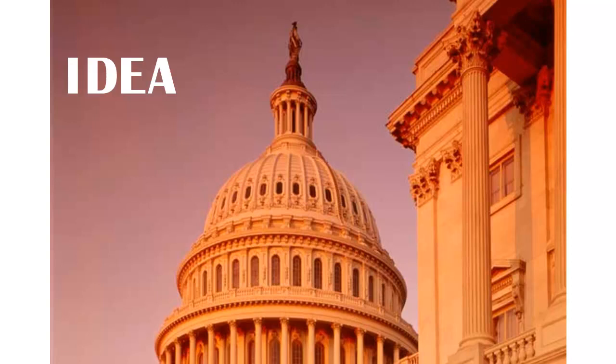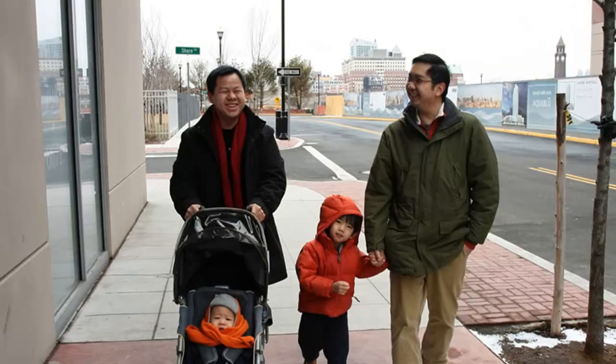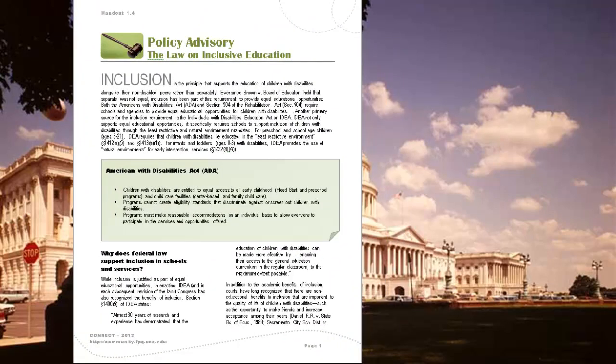This legislation was amended in 1987 and included a new section devoted to services and supports for infants and toddlers, birth to 3 years of age, and their families. These services and supports are to be provided in the child's natural environment. Through continued advocacy, Congress enacted other laws benefiting young children with disabilities. More specific information on legislation is available in the Policy Advisory on Inclusion. For this resource, see the Connect module's website.